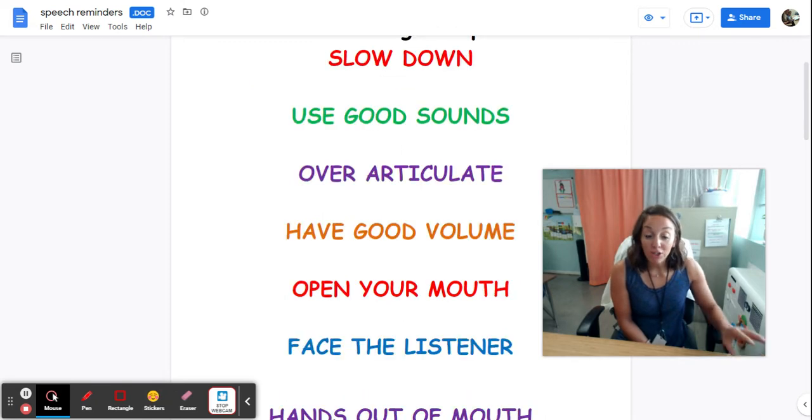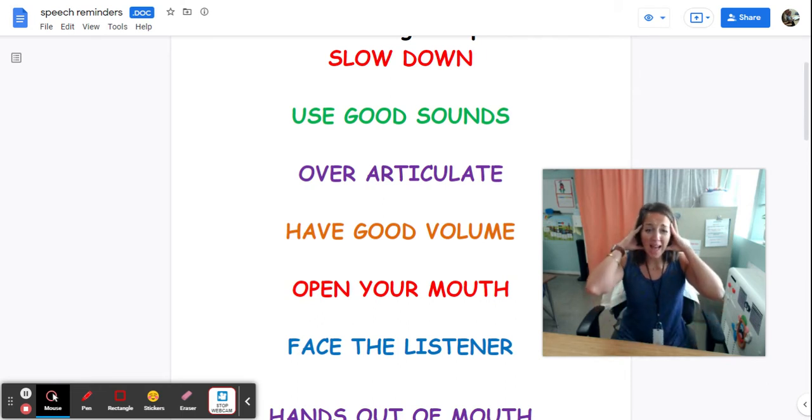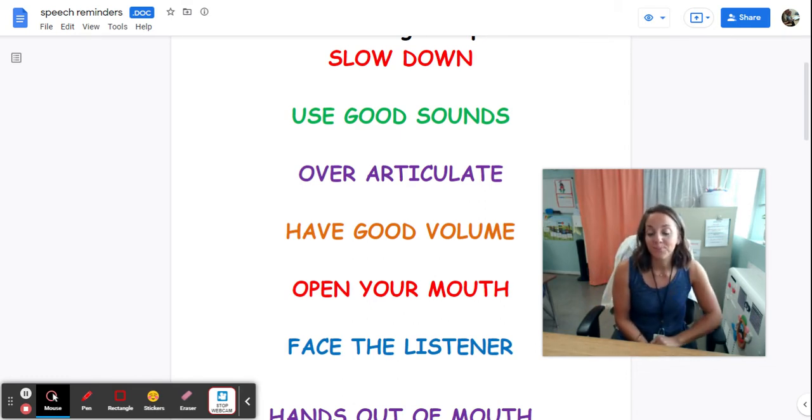Have good volume. This is the sign. Have good volume. And just like a radio or a stereo, you can turn up the volume or you can turn down the volume. Some people are really quiet and they talk really, really low like this. And some people are just so loud and they talk so loud like this. But you need to have good volume.